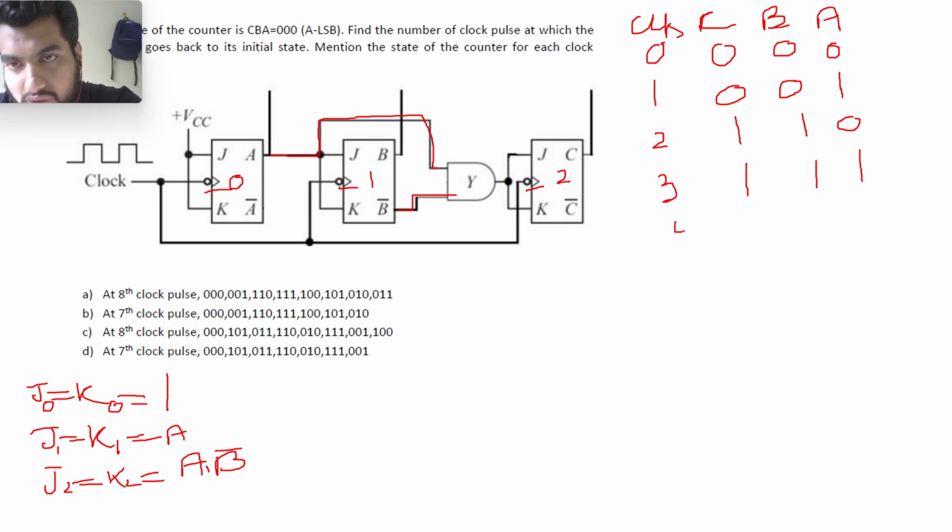Now my fourth one will be, this will be 0. Now my output was 1, it will toggle, so it will be 0. And here my B is equal to 1, so that means J2 is equal to K2 is equal to 0, so it will remain at 1, so it will be 1, 0, 0.